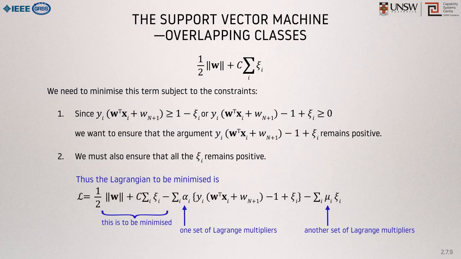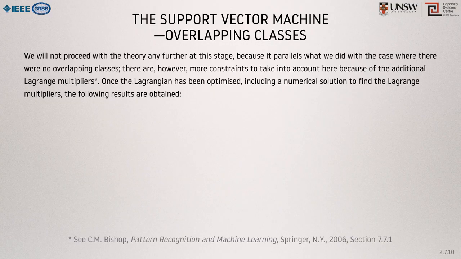Again, using the process of Lagrange multipliers, that leads to the Lagrangian at the bottom of the slide, which we now seek to minimize. As with the case for non-overlapping data, a numerical solution is used to find the two sets of Lagrange multipliers. However, beforehand, the user has to specify the value of the parameter C, usually called a regularization parameter. We will see how that is done when we come to the examples later.